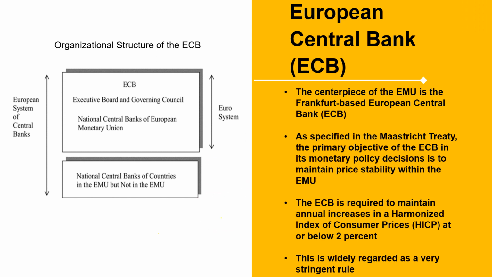So now I'm going to talk about the European Central Bank, ECB. The centerpiece of the EMU is the European Central Bank. The primary objective of the ECB in its monetary policy decision is to maintain price stability within the EMU. So the ECB is required to maintain annual increases in the harmonized index of consumer prices at or below 2%. This is widely regarded as a very stringent rule.